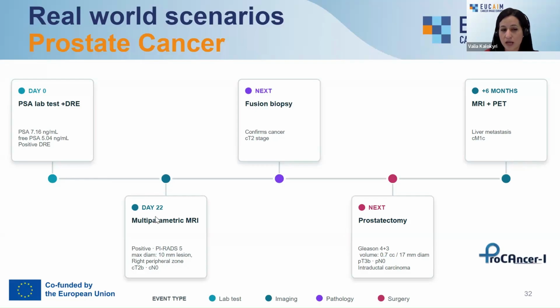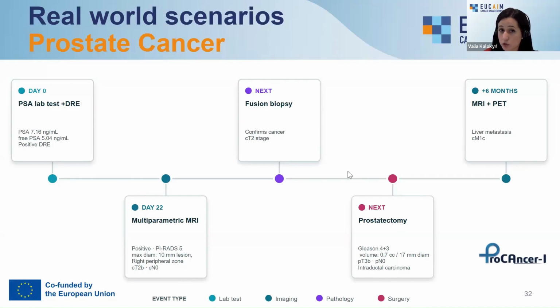Then 22 days after, that's what we know, an MRI was performed, came up positive with a PIRADS of 5. There was a lesion of 10 millimeters maximum diameter, in the right peripheral zone, with this TN stage. Then after that, the patient went for a fusion biopsy that confirmed the cancer. They had a clinical stage. After that, they went for a prostatectomy.